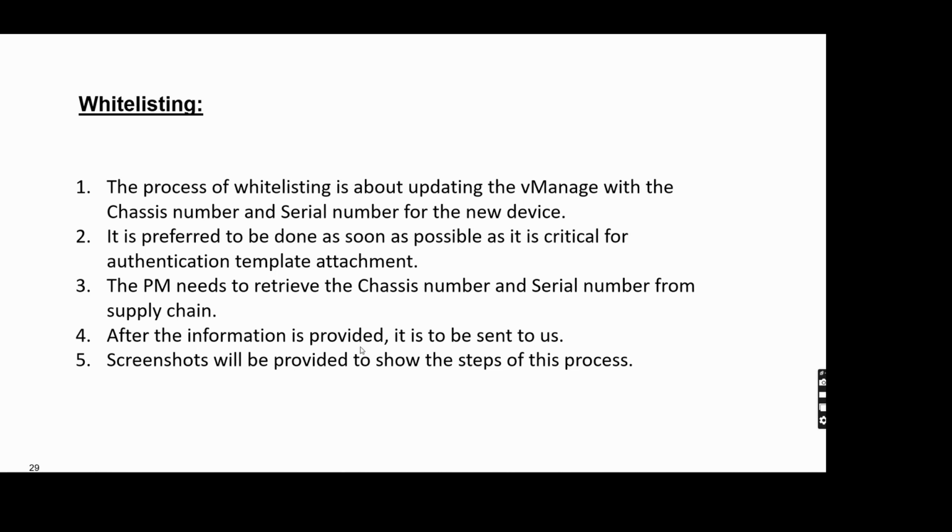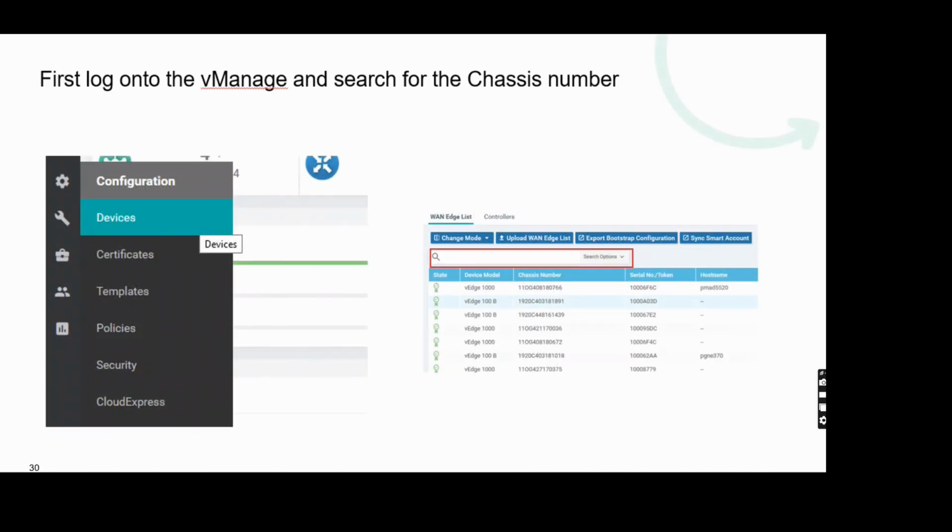After the information is provided, it is sent to Sana, and a screenshot will be provided to show the steps of this process, meaning how you can follow these steps. So first log into the vManage and search the chassis number. You don't need to do it every time, but if you have very few devices, like only 10-15 devices, then you can just cross-check and search whether the chassis number is there or not.